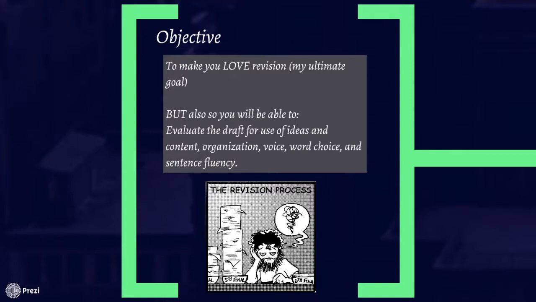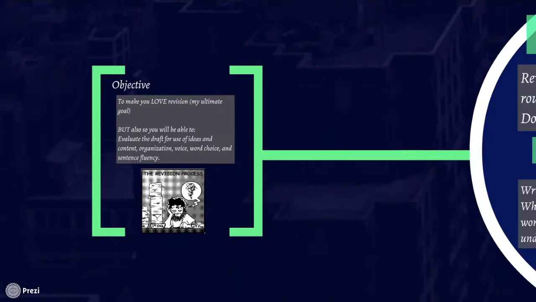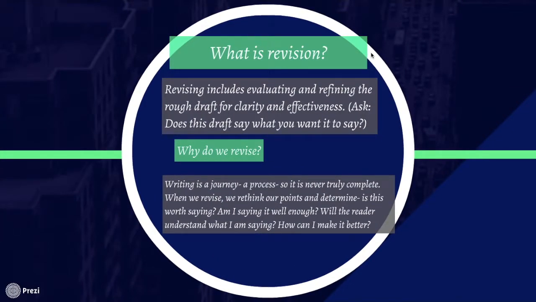All right, so with revision, we have some options here, right? Revising includes evaluating and refining the rough draft for clarity and effectiveness. Basically, you're asking yourself, does this draft say what I want it to say? We need to make sure that we have a clear grasp on our intention when we revise so we can look through our writing and be able to identify that we've met all of our goals.